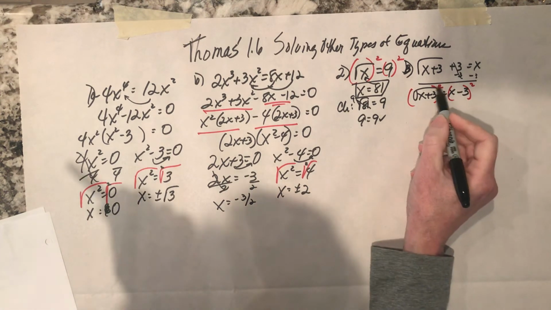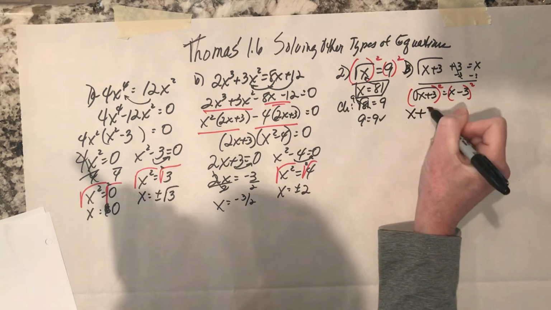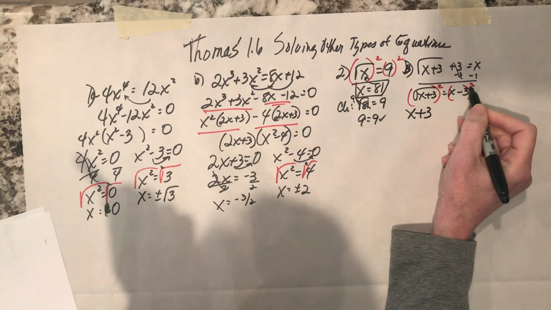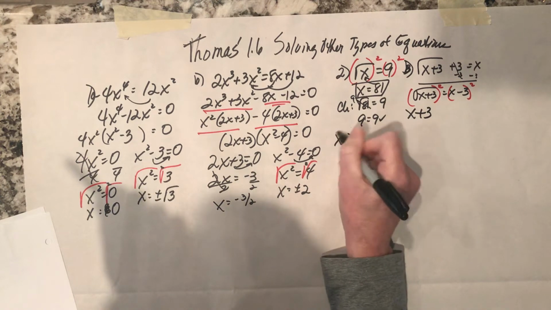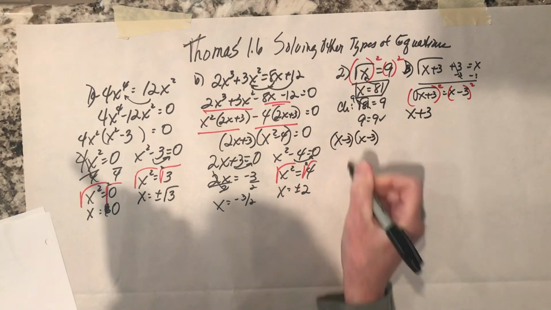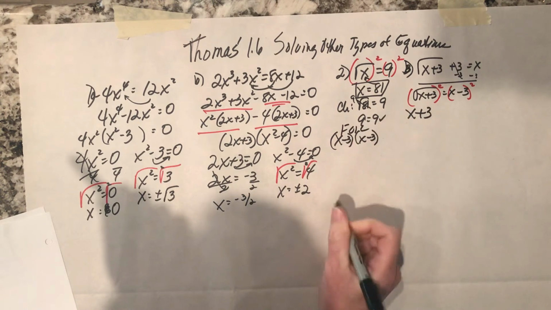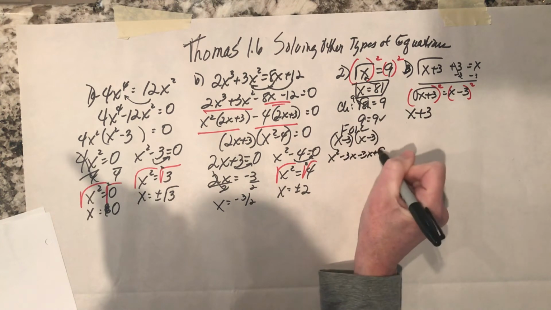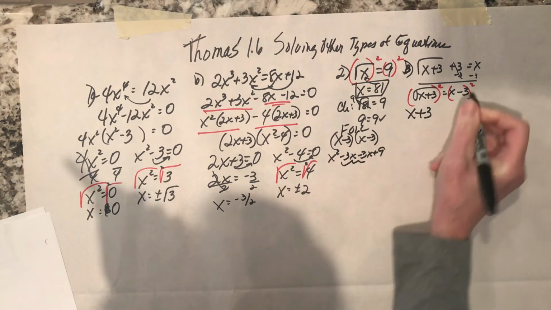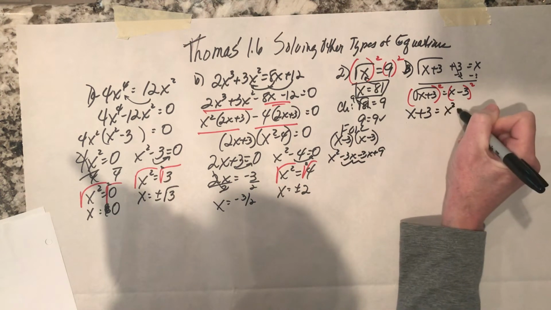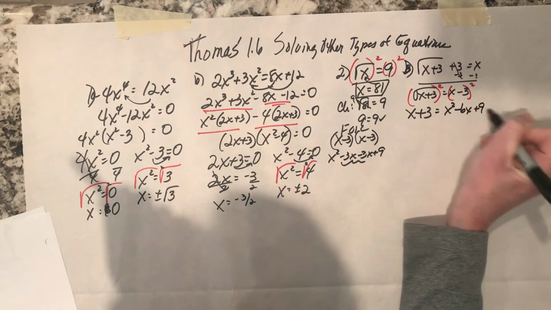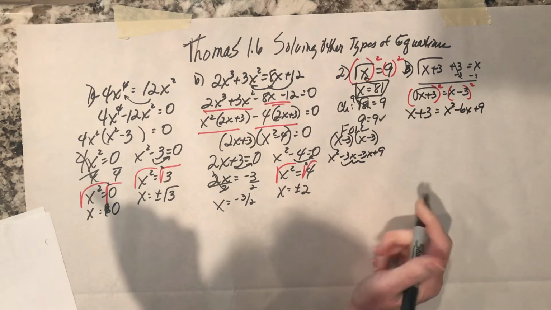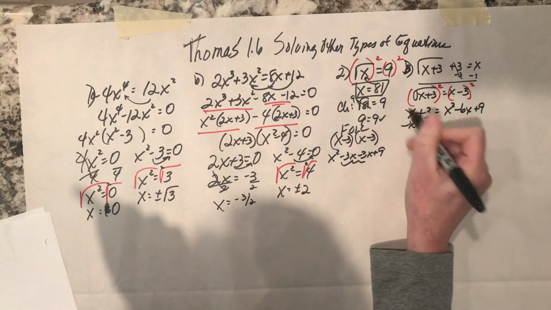On the left, squaring and unsquaring cancel each other out, so we get x plus 3. On the right, x minus 3 squared. That means write x minus 3 twice and FOIL it out. So first, outside, inside, last, and combine those two. So we get equals x squared minus 6x plus 9. We've got an x squared, so we're going to have to factor. Let's do 0.